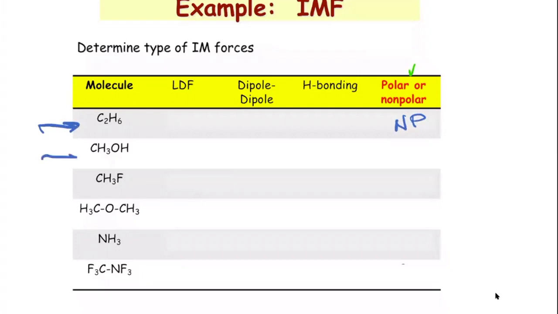We've already seen this. This is methanol. It's polar. We've seen this. This chemical right here is going to look like this. It's got a methyl group, but the last attachment is a fluorine. It's polar because the terminal atoms are not identical.